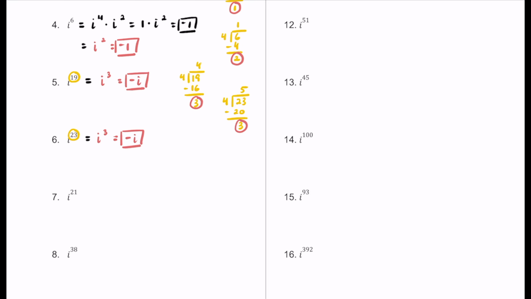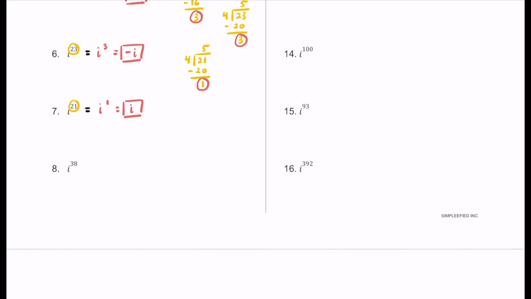For number 7, we have i to the 21st power. What we can do is take this 21 and divide it by 4. 4 goes into 21 5 times. 5 times 4 is 20. We get a remainder of 1. That means we can fit in 5 of the i to the 4th powers, but what we have left over is just i to the 1st power, and i to the 1st power is just equal to i.